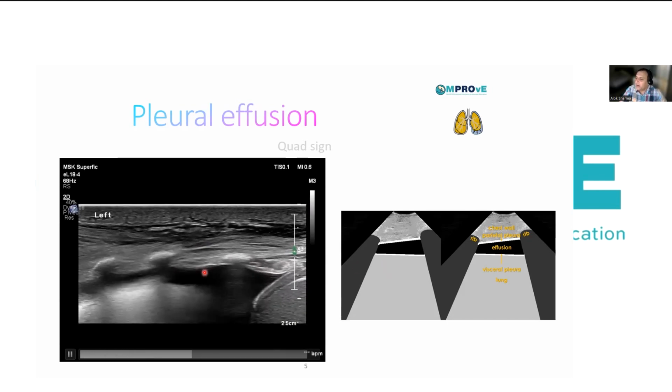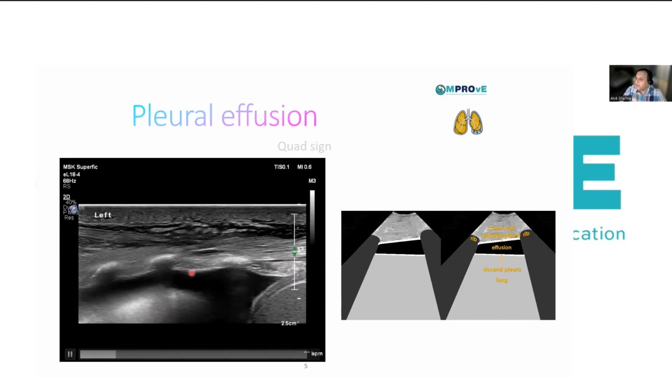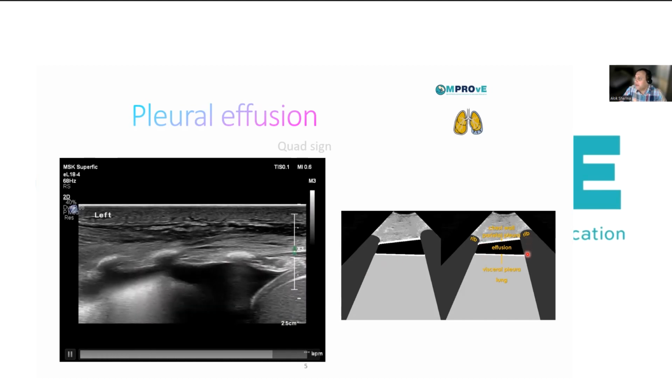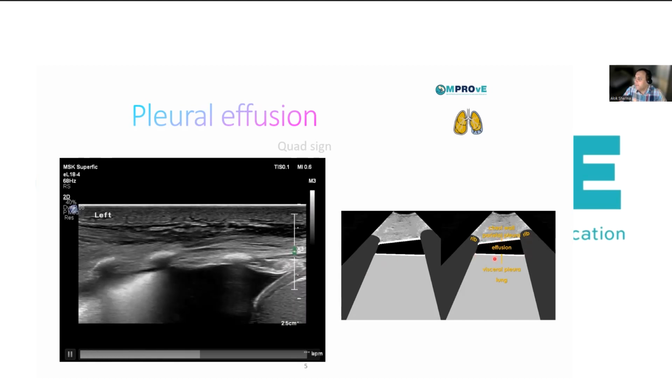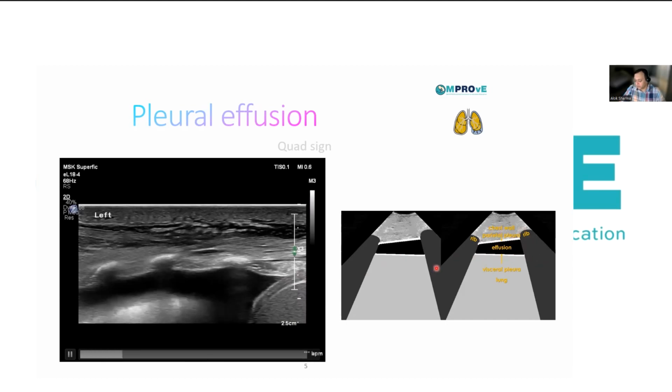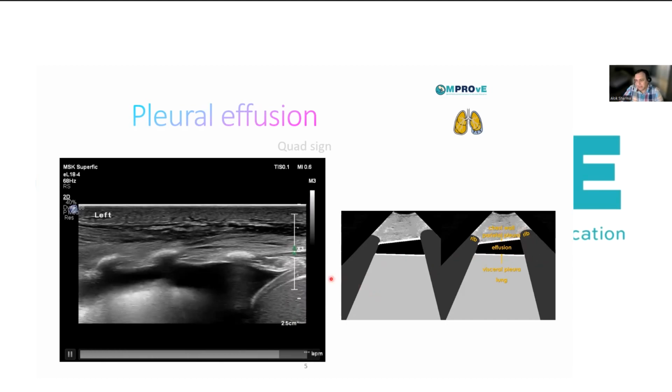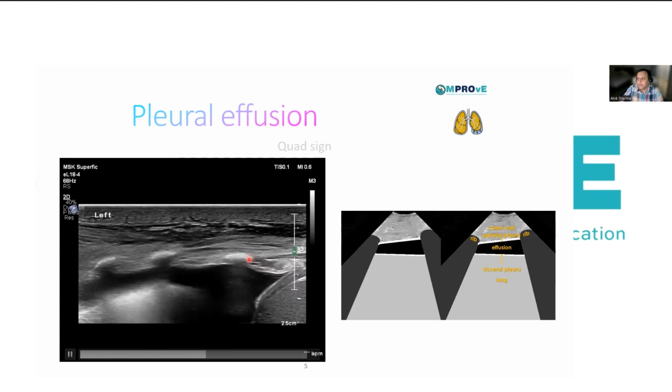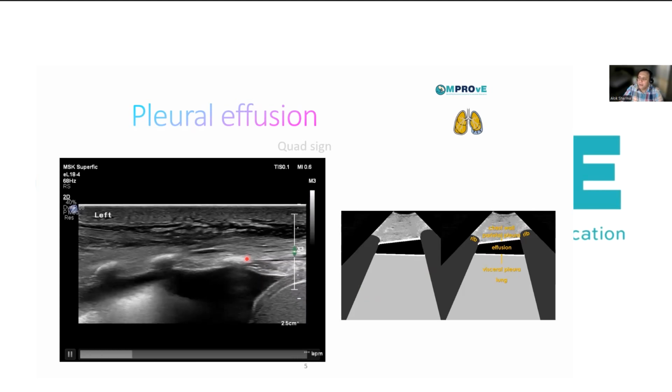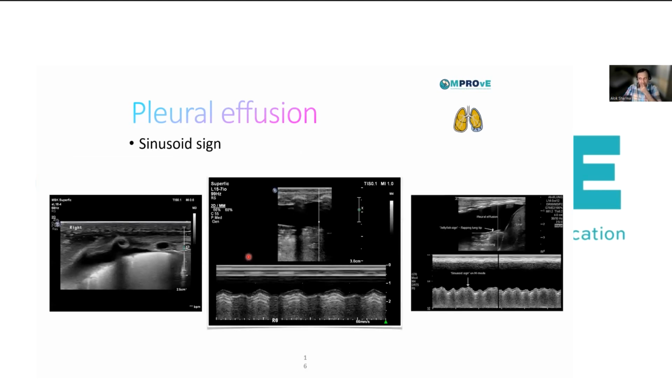Classically, this rectangular appearance that I've talked about, the quadrilateral, is what we call the Chord sign. And again, as I said, parietal visceral pleura with the rib shadows on the left. So something that is very easily seen and not difficult to learn. Going to my next slide, just giving you a flavor of the sinusoid sign.